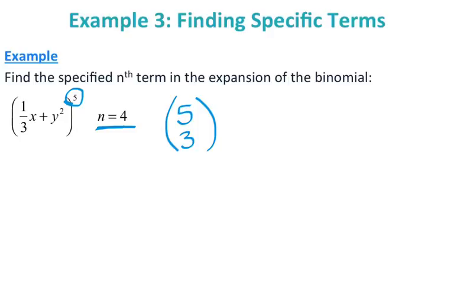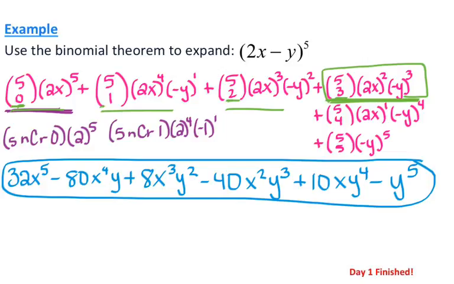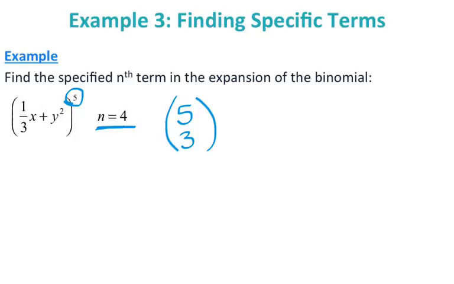Now, this bottom number, which we talked about earlier, let me go back to this problem. This bottom number always corresponds to the exponent of the second term. If you'll notice, all of these exponents are the same. So that means for my second term, which is y squared, that's going to be raised to the third power.